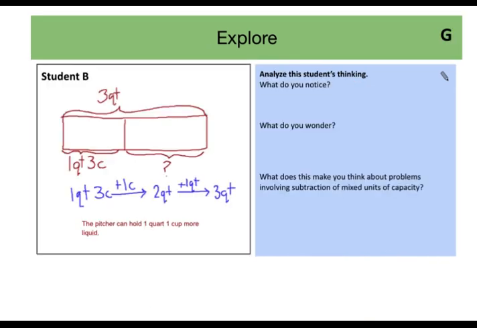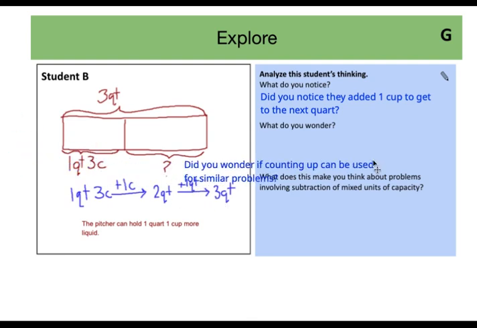So this is an example from student B. Before we go over what student B did, I want you to go ahead and answer these questions here on the right. When you're ready, go ahead and unpause. All right, so what did you notice? Did you notice that they added 1 cup to get to the next quart? So they're counting on, right? You see 1 quart, 3 cups plus 1 cup gives me 2 quarts. And then from 2 quarts, what do I need to do? To get to 3 quarts, I still have to add a quart.